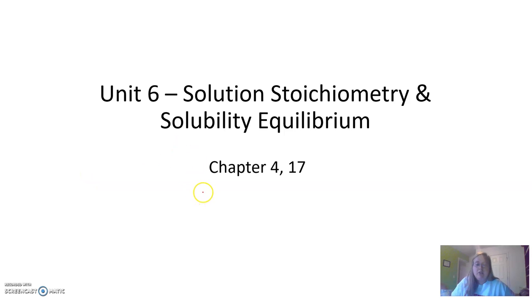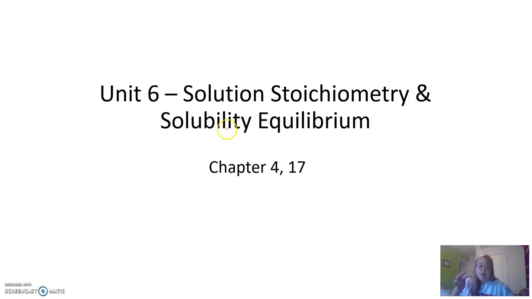All right, Unit 6. Unit 6 is all about, we're going to review solution stoichiometry. Hopefully you remember a lot of this from Chem 1. And then later on in the unit in class, we will be talking about solubility equilibrium. Last unit, I introduced to you equilibrium, which is a huge part of AP Chemistry.